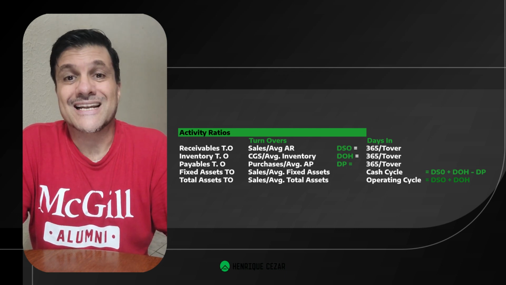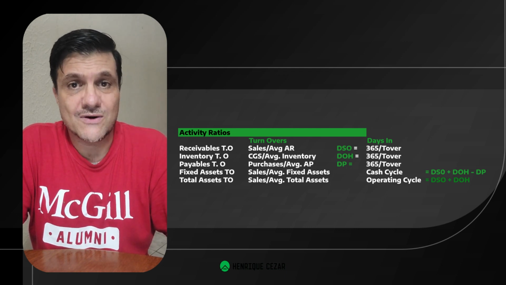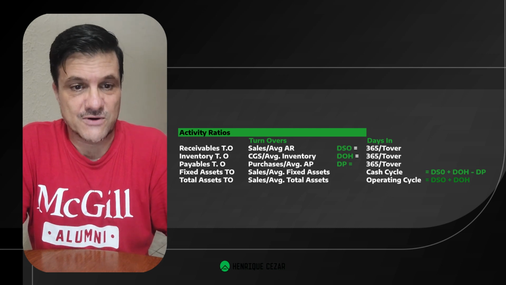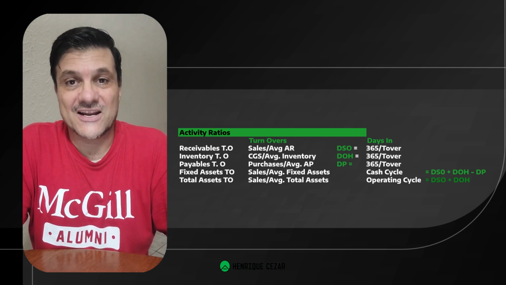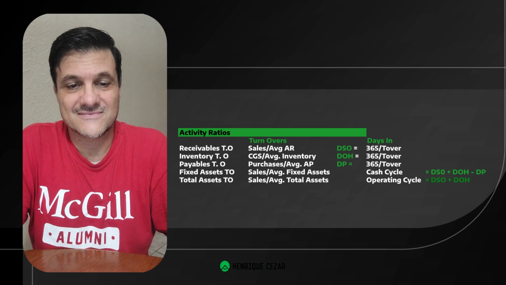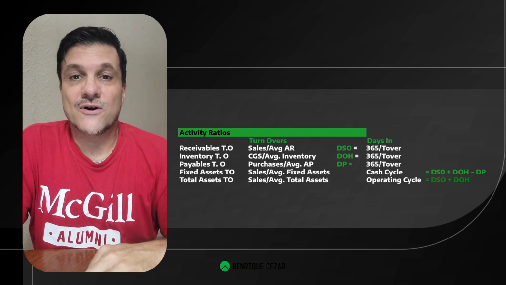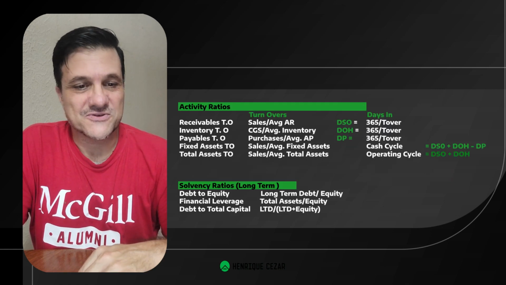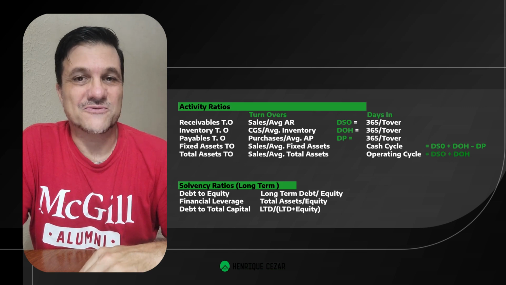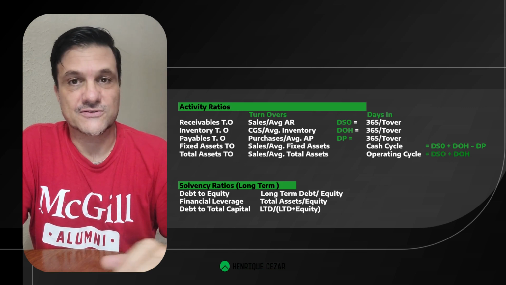Good. Those are the activity ratios, also called efficiency ratios. Let's go to the next category now, friends. The next category: solvency ratios.